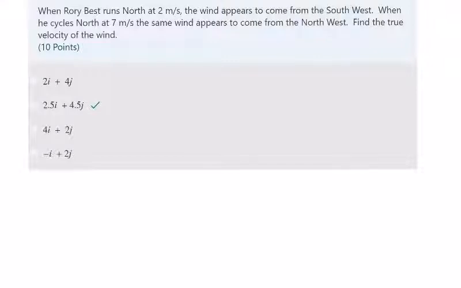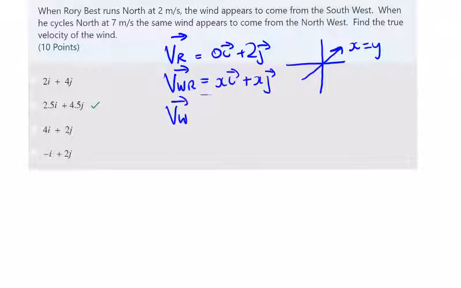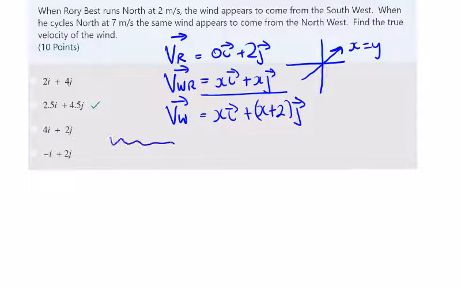Number 2 here, when Rory Best runs at 2 meters per second, so the velocity of Rory is equal to 0i plus 2j. The velocity of the wind, same question again, just different variables, appears to come from the southwest. x is equal to y. So the velocity of the wind relative to Rory is equal to xi plus xj. You could say yi plus yj if you wanted, it just depends what you want to use. The velocity of the wind, the two added, x in the i direction plus x plus 2 in the j direction. That's scenario 1.